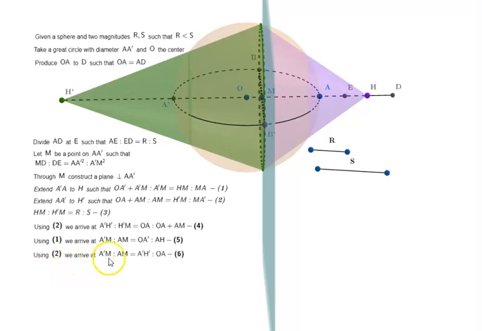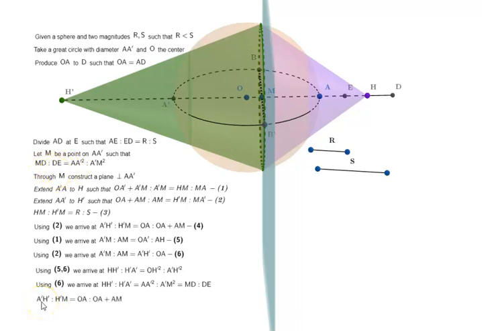Using 2 again, we arrive at A prime M is to AM is equal to A prime H prime is to OA. And using 5 and 6, we arrive at OH prime is to H prime A prime is equal to OH prime square is to A prime H prime square. And then using 6, we arrive at H prime is to H prime A prime is equal to AA prime square is to A prime M square, which is equal to MD is to DE as per our construction. A prime H prime is to H prime M is equal to OA is to OA plus AM.